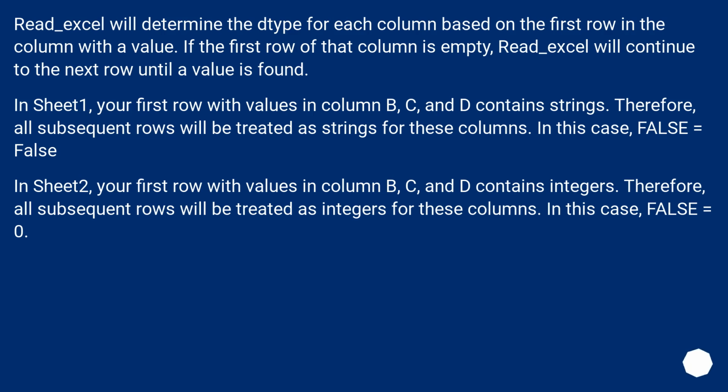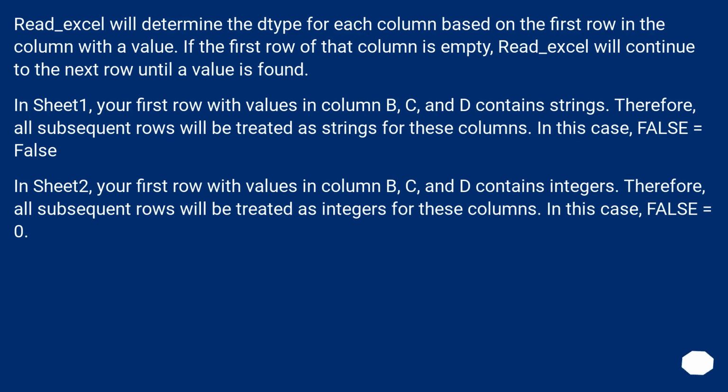read_excel will determine the type for each column based on the first row in the column with a value. If the first row of that column is empty, read_excel will continue to the next row until a value is found. In sheet 1, your first row with values in column B, C, and D contains strings. Therefore, all subsequent rows will be treated as strings for these columns. In this case, False equals False.